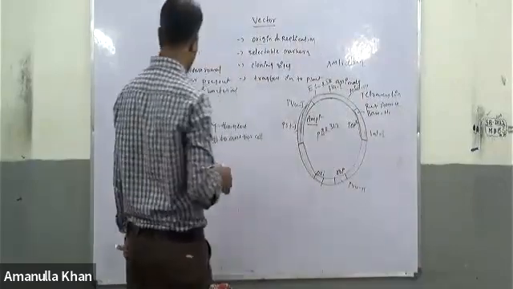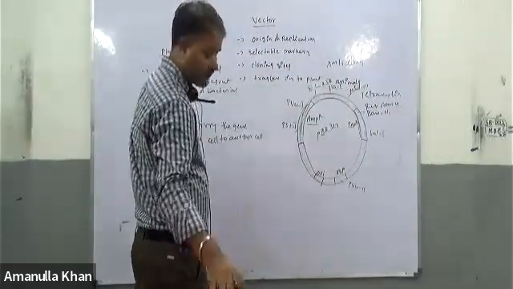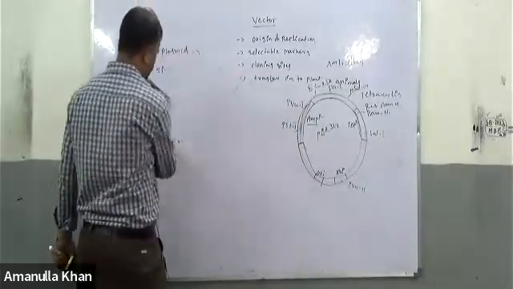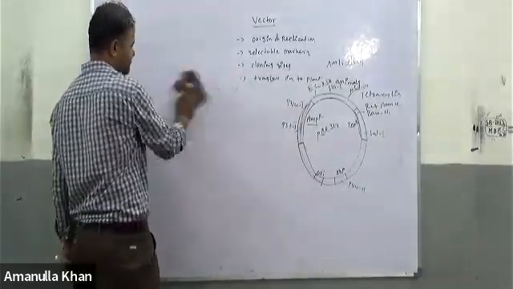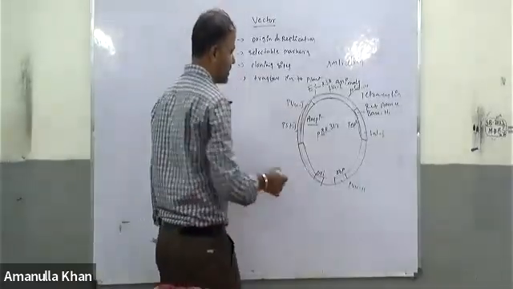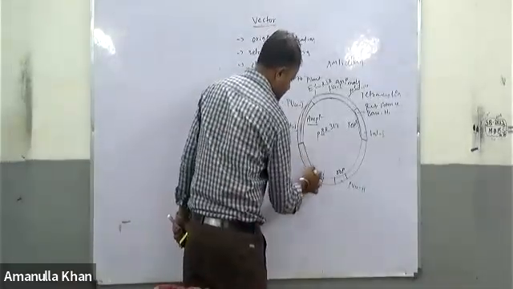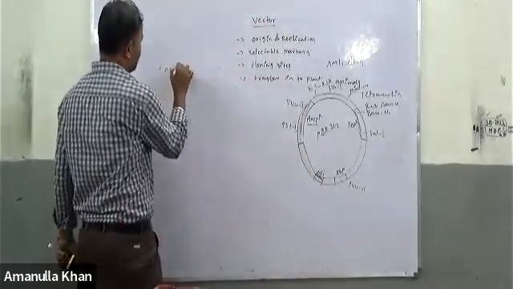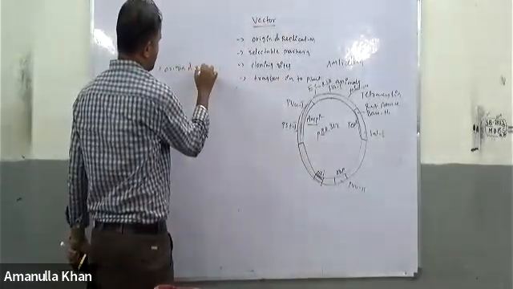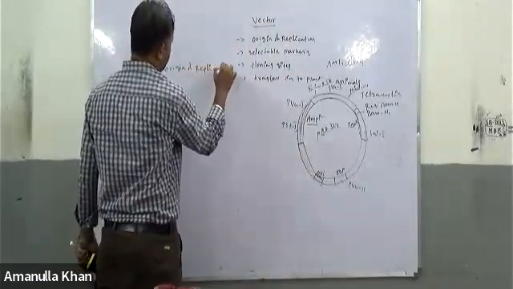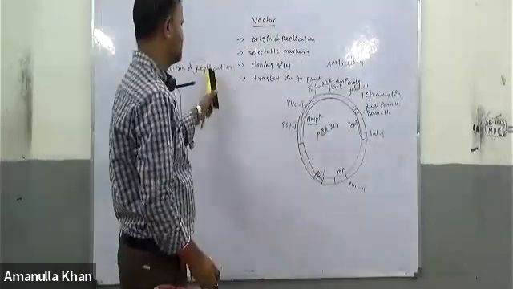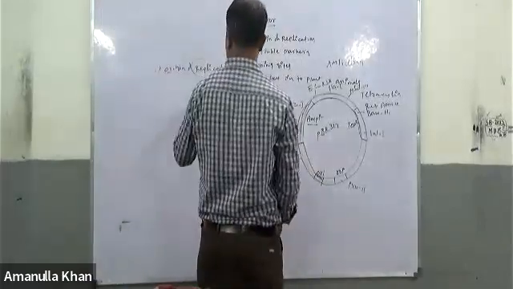What is the origin of replication? After a restriction enzyme cuts the DNA, we get a number of fragments. Those fragments are joined to the Ori region. Origin of replication means the region in which replication occurs. That region is called the origin of replication.